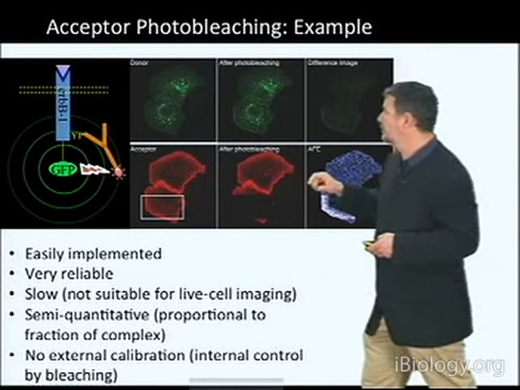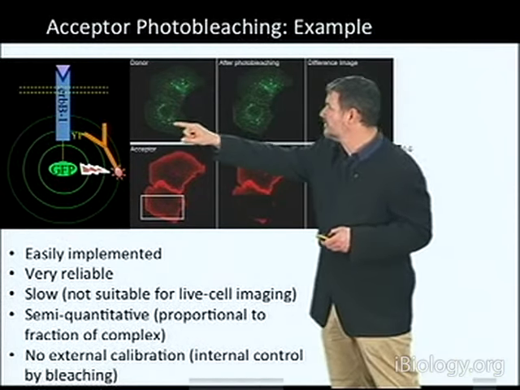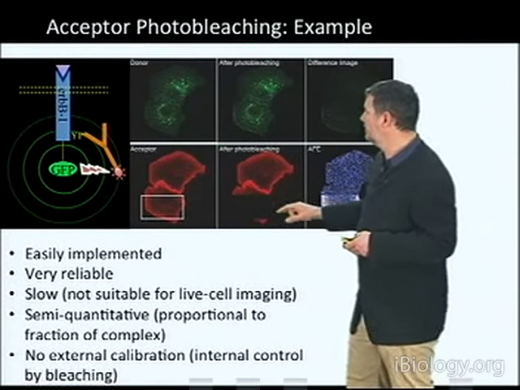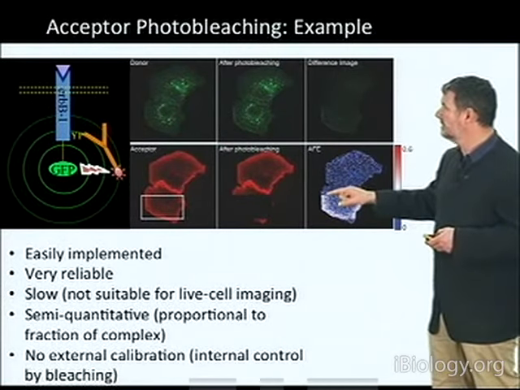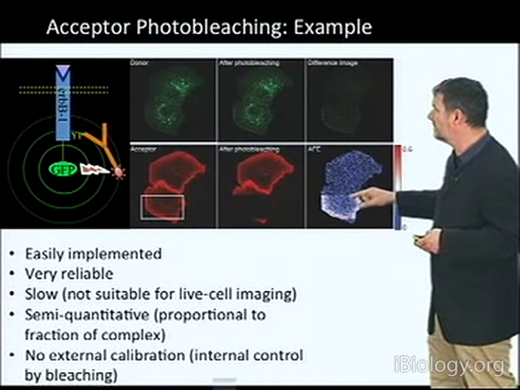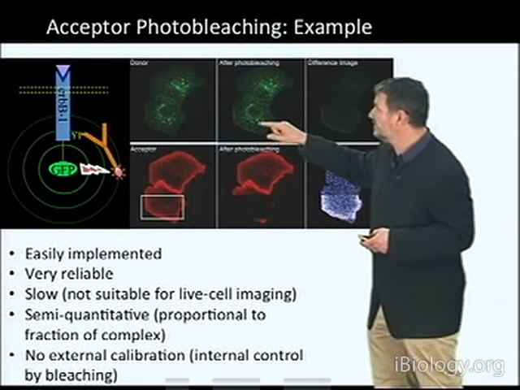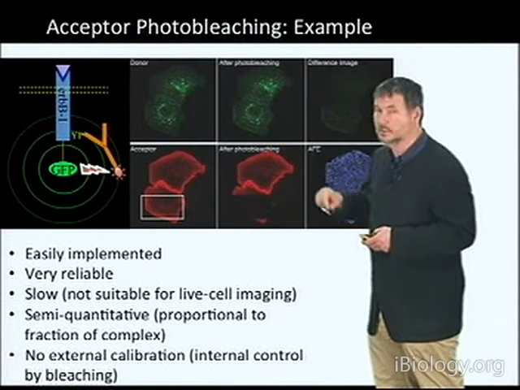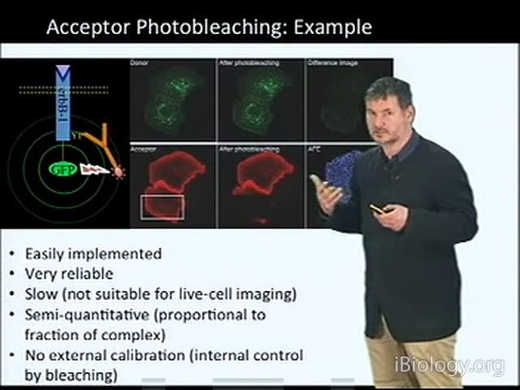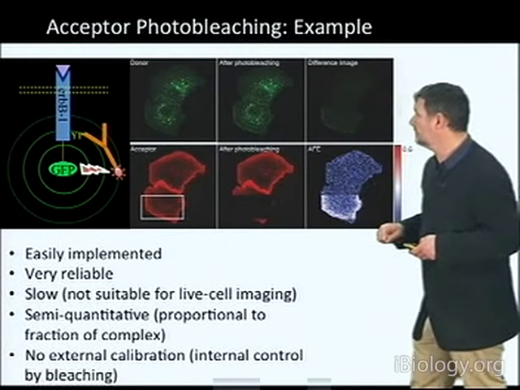Now, if you take 1 minus this image divided by that image, you get the apparent FRET efficiency, which shows that we have active receptors mostly at the plasma membrane and very little active receptors on these internal vesicles. So basically, it's just dephosphorylated in this compartment.